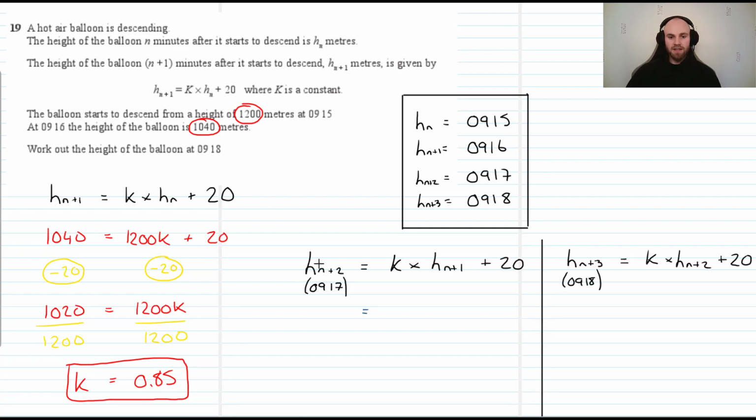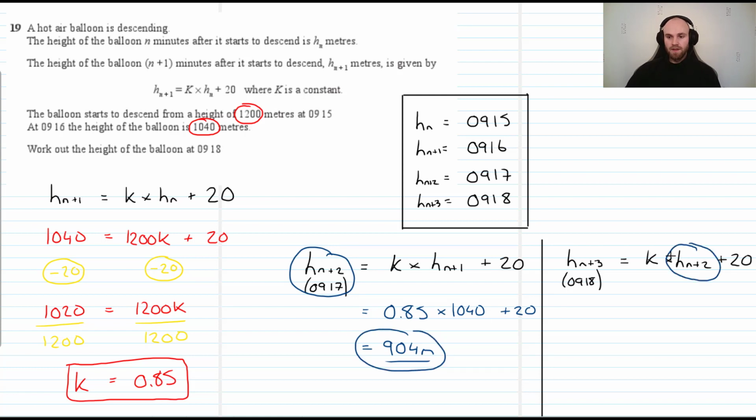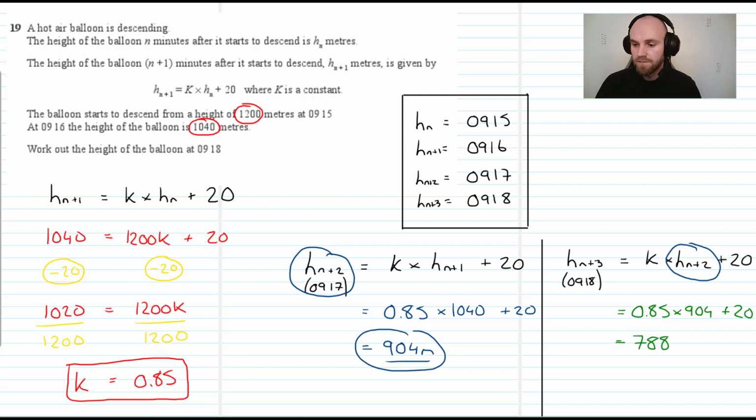Now we want to find the height at 9:17, and to do that we're going to use the height at 9:16 and the constant. So we know the constant is 0.85. We know that the height at 9:16 was 1,040, and then we add the 20, and that is going to give us 904 meters. And we're going to use this to find the height at 9:18. Again, we know the constant is 0.85. We know the height at 9:17 was 904, so we multiply by 904, and we add the 20. And that is going to give us 788.4 meters.